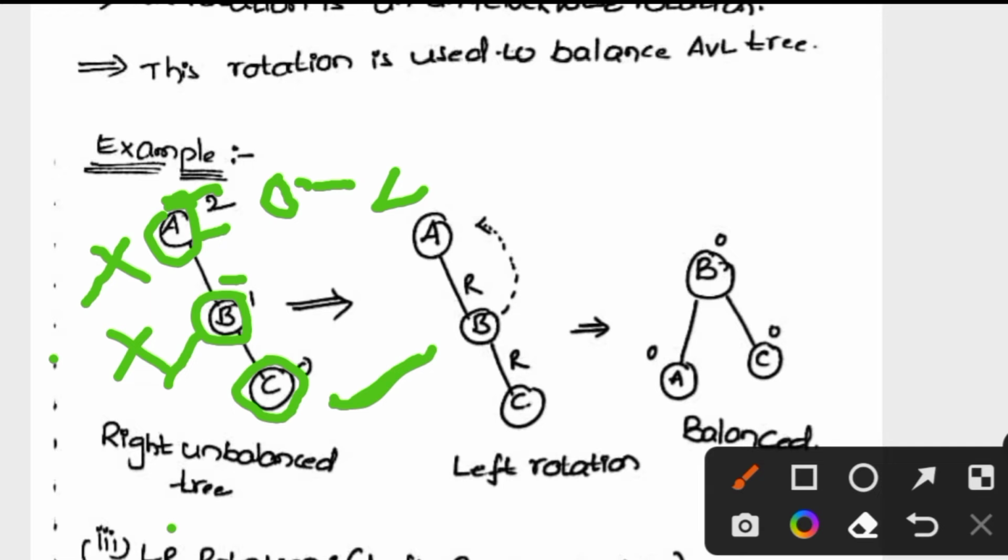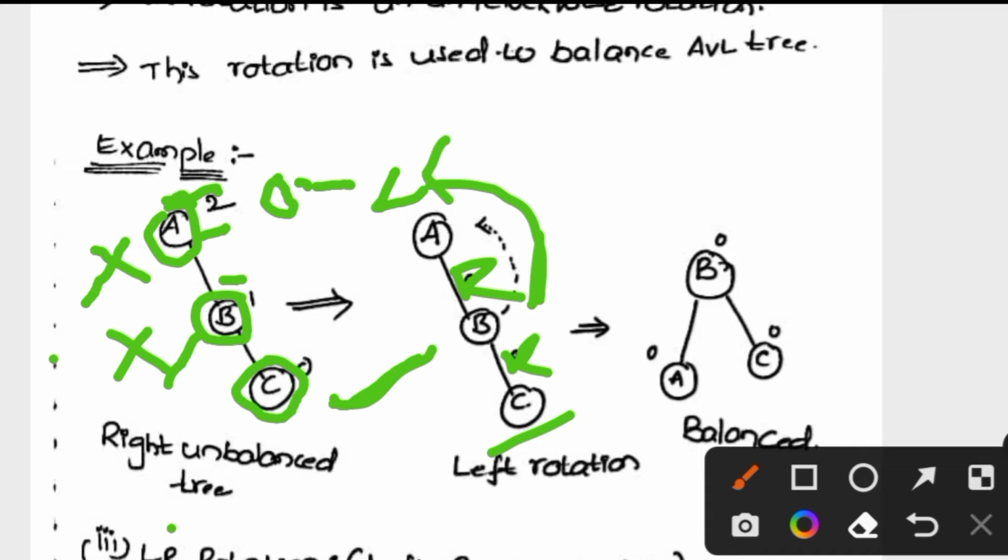First, to apply the rotation, we have to check in which direction the insertion is done. Here it is on the right side, so we can consider C is inserted at the right side and B is inserted at the right side. So that's why we can apply the rotation. The rotation will move in the anti-clockwise direction.